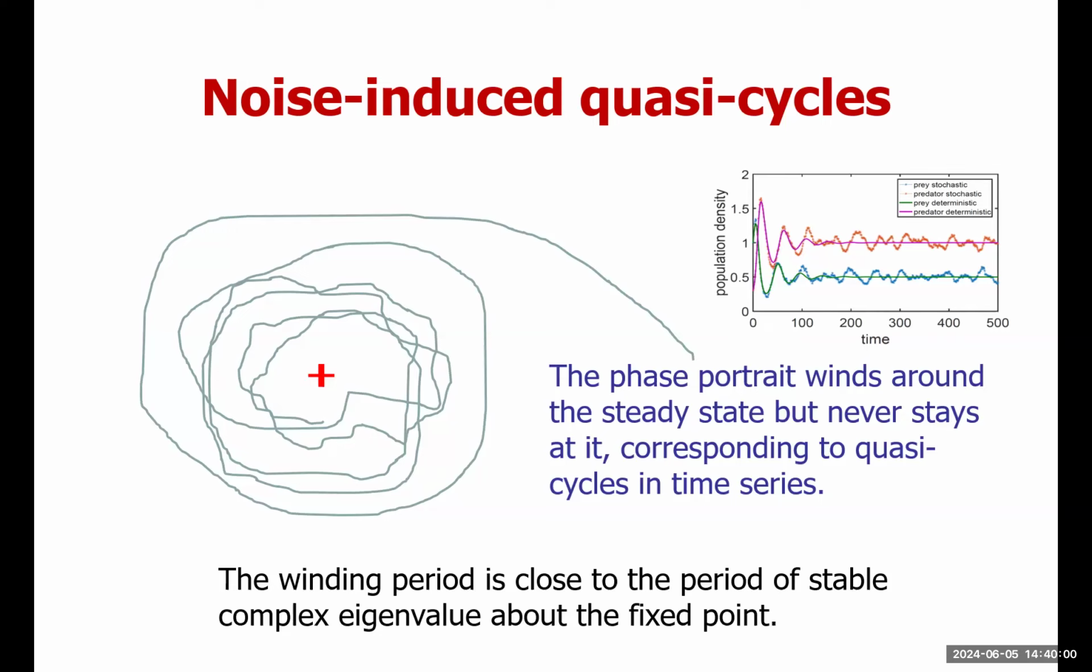And the winding period, you can calculate it analytically, is close to the period of a stable complex eigenvalue at a fixed point. So you do stability analysis, just like we did in pattern formation. The stability analysis tells you that this fixed point has a complex eigenvalue. The real part means that you get attracted to the fixed point, and the complex part means that you have an oscillation. And that frequency is close to what you get in such a simulation. And you can compute it exactly, more precisely than just doing linear stability.